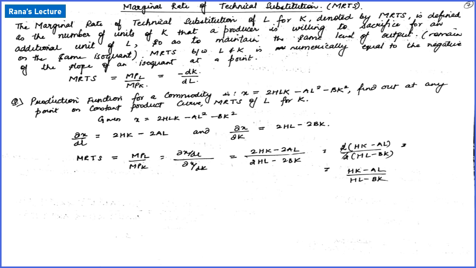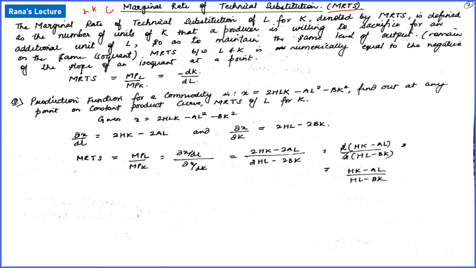This is our next topic, that is marginal rate of technical substitution. What is the topic? Marginal rate of technical substitution. This is also MRTS. In marginal rate of technical substitution, our output is constant. What is our output? It is constant. Here it is shown what the relation between the inputs is. What are the inputs? Labor and capital are our inputs. Here, labor and capital are our inputs. What is the relation between these two?